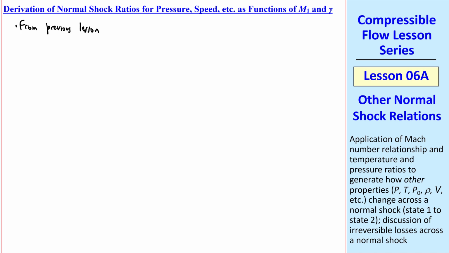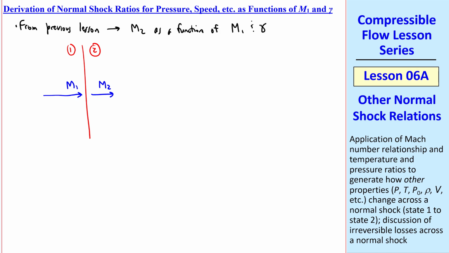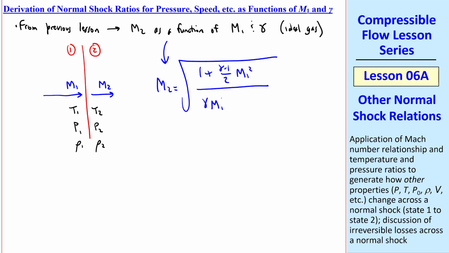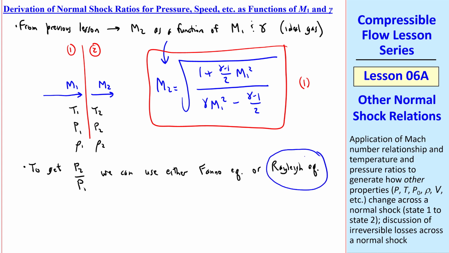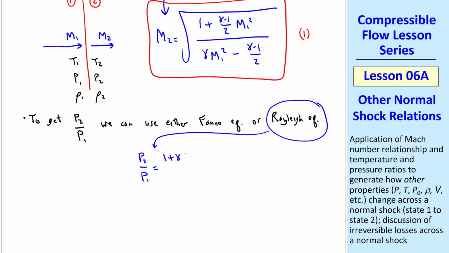From the previous lesson, we generated an equation for M2, the Mach number downstream of a shock, as a function of M1 and gamma, where we're assuming an ideal gas. Now let's look at equations for other properties, like temperature, pressure, etc., across the shock. Here's the equation we derived last time, and I'll start renumbering in this lesson, so I'll call this equation 1. To get the pressure ratio P2 over P1, we can use either the Fano equation or the Rayleigh equation. I'll choose the Rayleigh equation since it's simpler, and I'll call this equation 2.